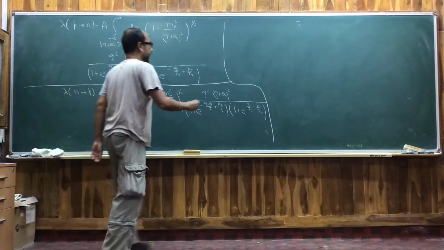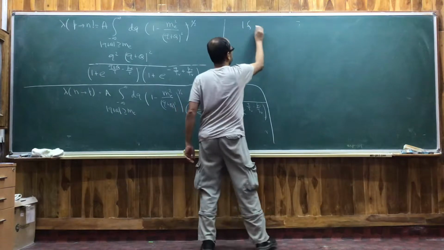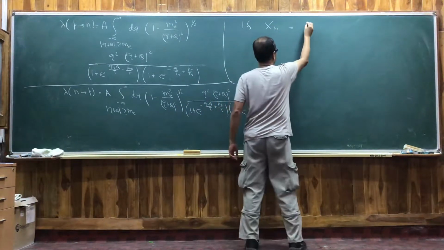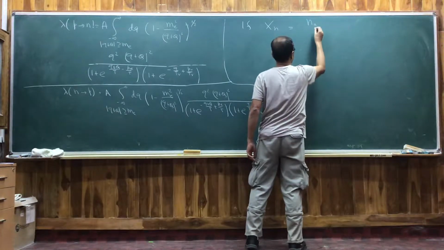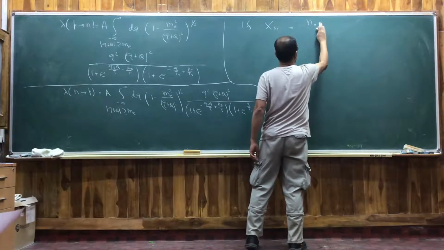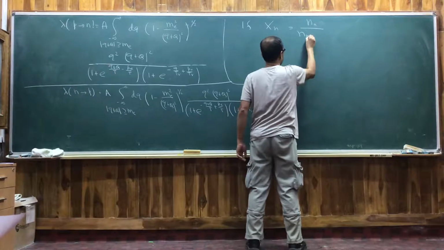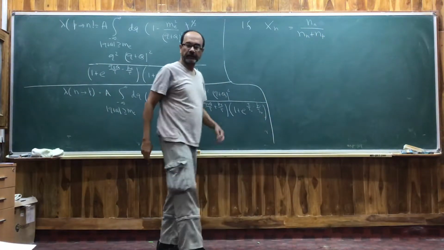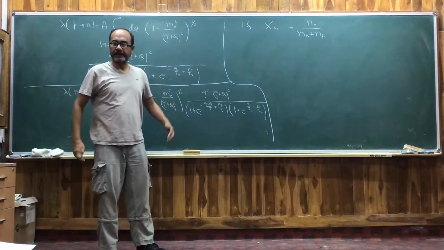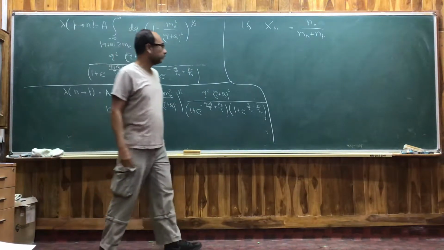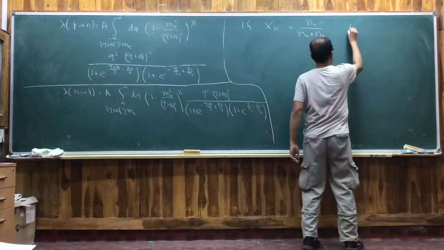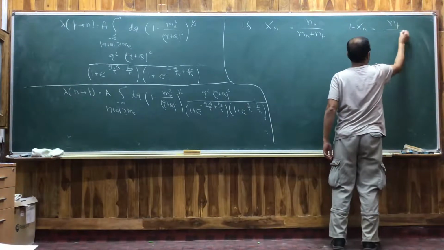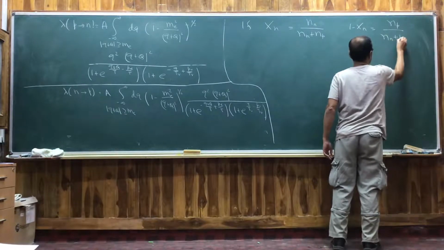So if Xn is the fraction of neutrons, which means Nn over Nn plus Np, the fraction of the baryons that exist as neutrons, then 1 minus Xn is the fraction of protons, Np over Nn plus Np.